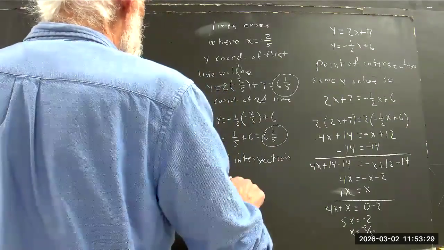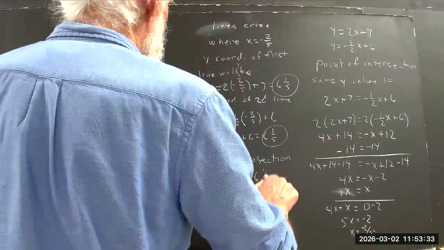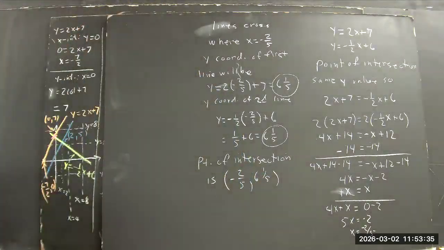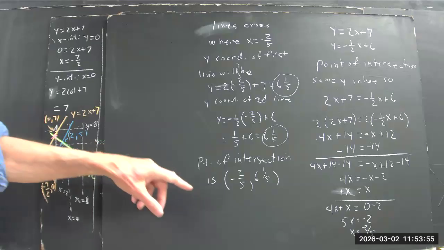The point of intersection is therefore -2/5, 6 1/5. Does that make sense in terms of our graph? Well, here's y equals 4, and here's y equals 8. So that's about halfway between, maybe a little closer to 8. Well, halfway between is 6, so it's a little over 6. So in terms of the picture, it works out.